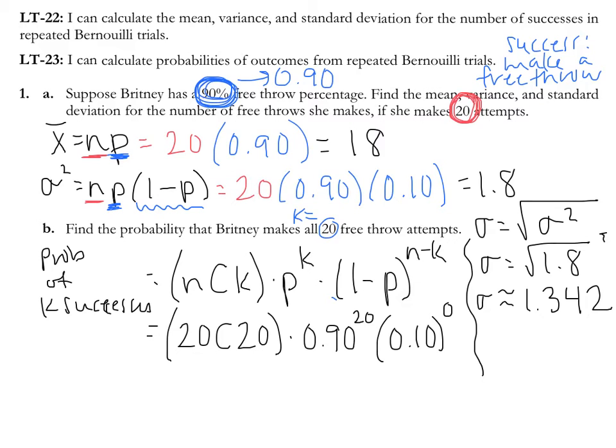And I got 0.122-ish. So this is the probability that Brittany makes 20 out of her 20 free throw attempts. So let's do one more example so that we can sort of get the hang of it.